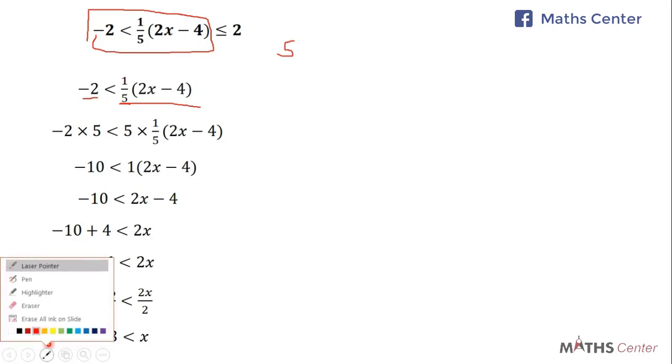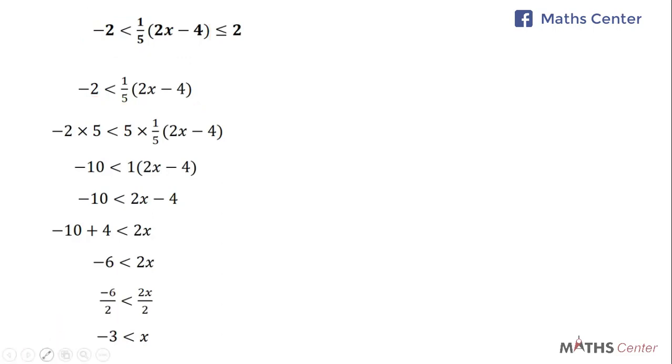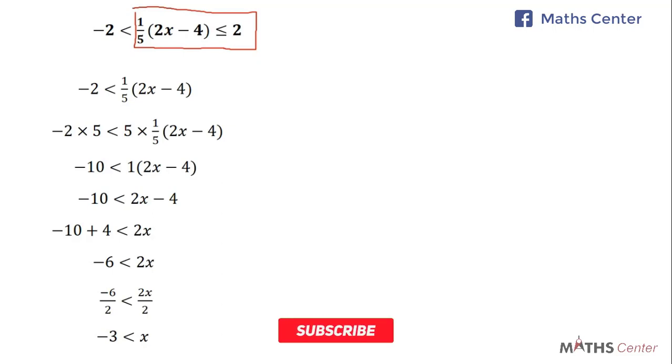Now let's move on to the second part of the inequality. What is the second part of the inequality? It is the part that is contained in the second inequality sign. So 1/5 into bracket 2x minus 4 is less than or equal to 2. That is the second part of our inequality. So you pick that one also and you solve it just as we did for the first part.